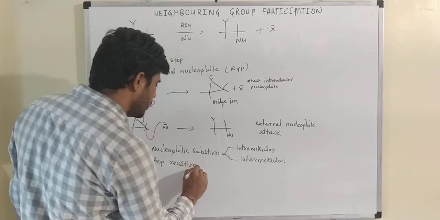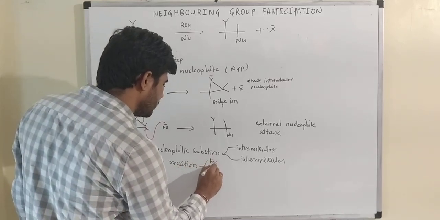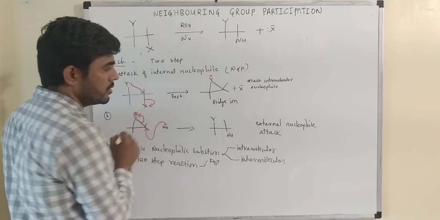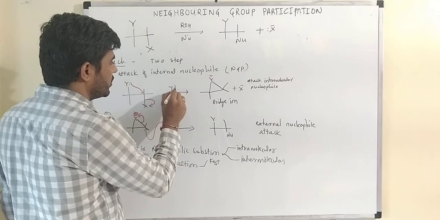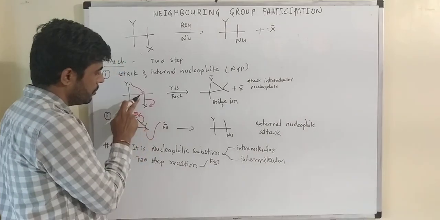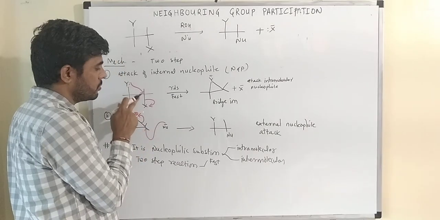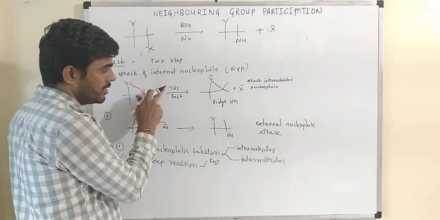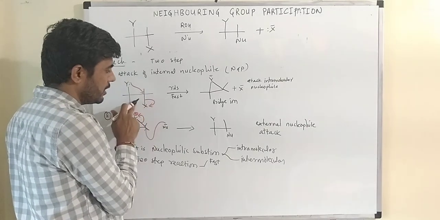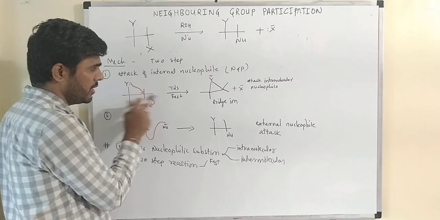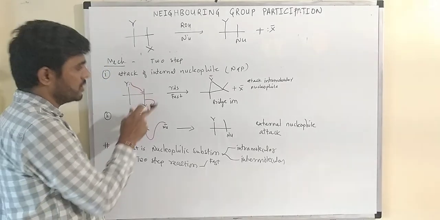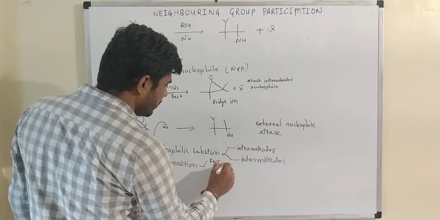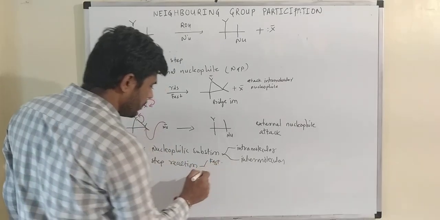In which the first step is fast. Why is it fast? It is a fast step because it is the rate determining step. Why is it the rate determining step? Because the departure of the leaving group takes place here. That is the RDS, and it determines the rate of reaction. We can say that only the substrate is going to be involved, so it is a first order reaction.